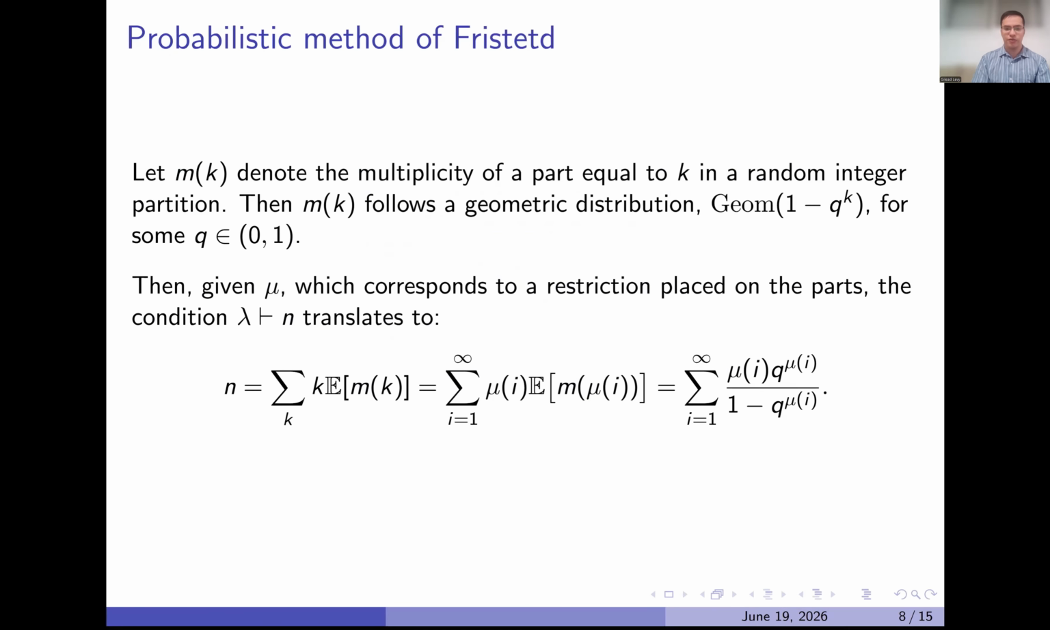Now that we went through the condition of graphicality that we use in our work, we shall dive into the probabilistic model that we use. We actually use the model that was formulated by the French mathematician Fristedt. According to his model, the multiplicity of a part equal to k in a random integer partition follows a geometric distribution with a parameter q.